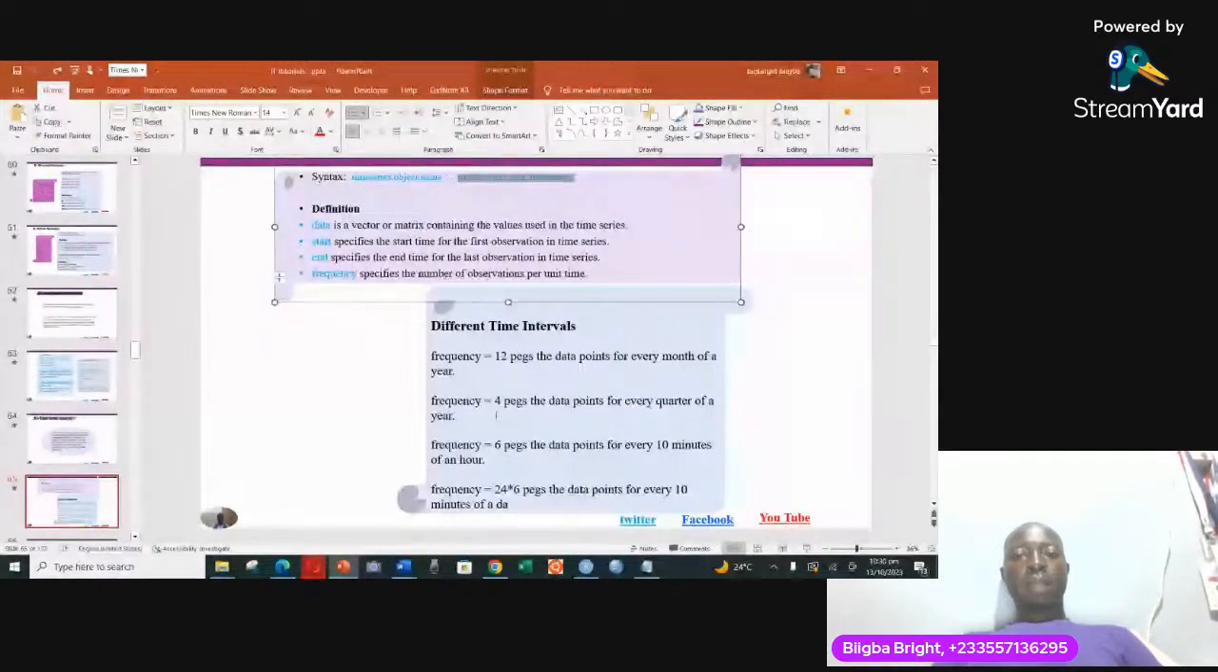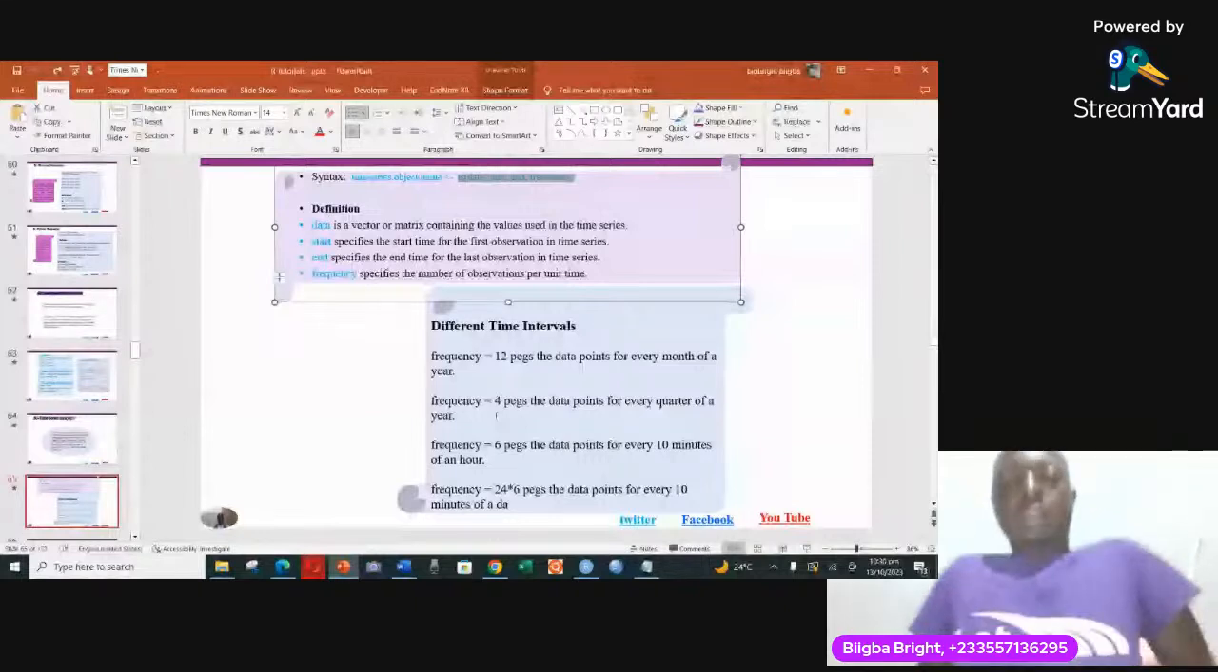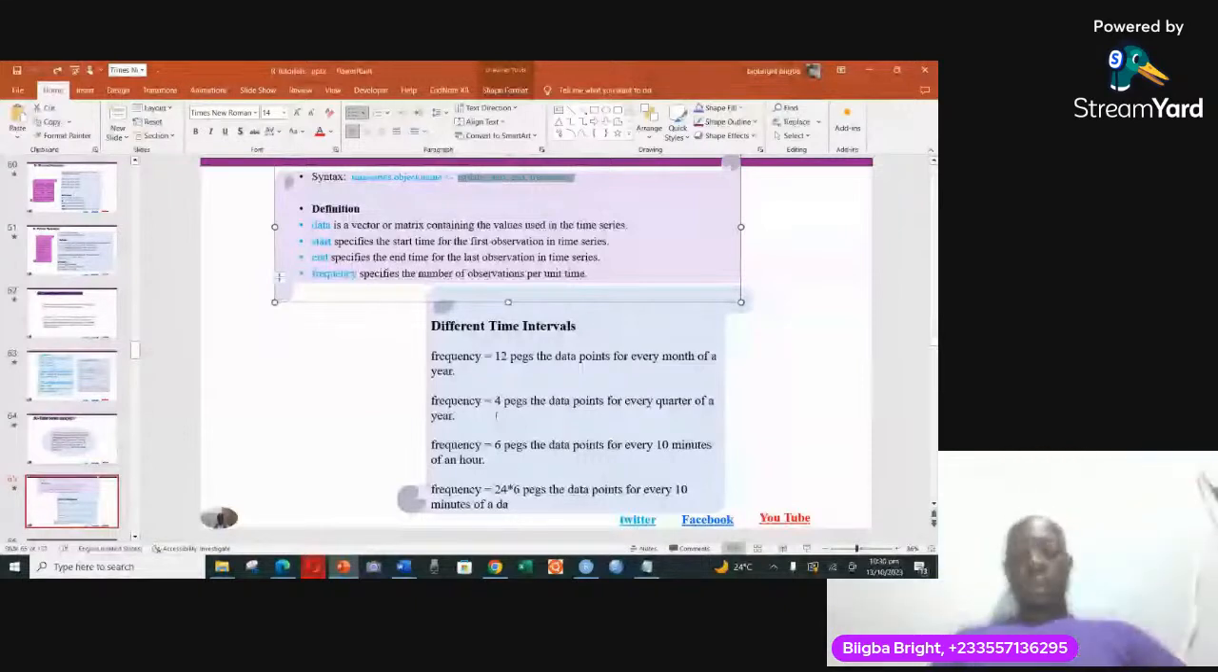For instance, if I am taking a data set, maybe I should go to RStudio and then try and put that particular analysis, and then you see. For instance, if I pick data, it can be annual, it can be monthly, it can be quarterly, and it can be on a minute basis.